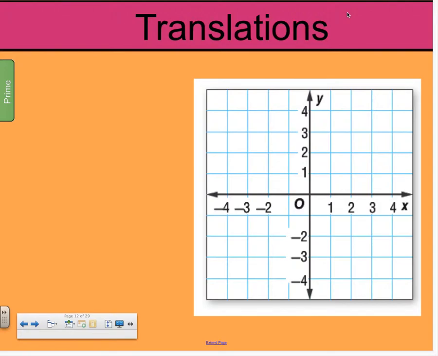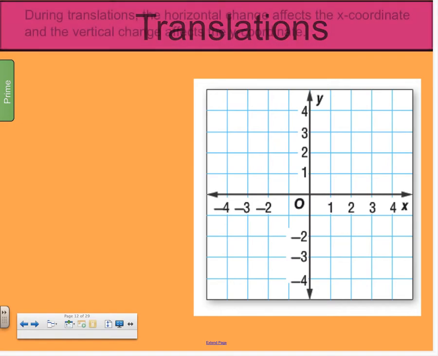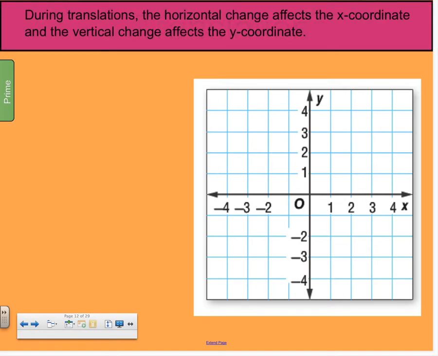Over the next several days, we'll be learning about 4 different types of transformations. The first one we're going to learn about is called a translation. And one of the key things to remember in a translation is that during a translation, the horizontal change, left and right, affects the x-coordinate, and the vertical change, so up and down, that affects the y-coordinate.